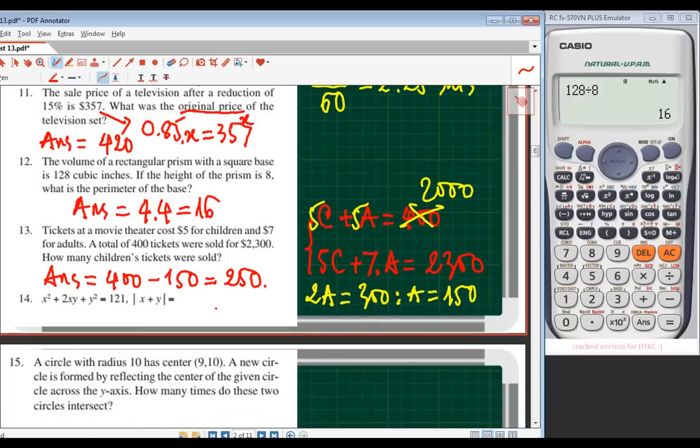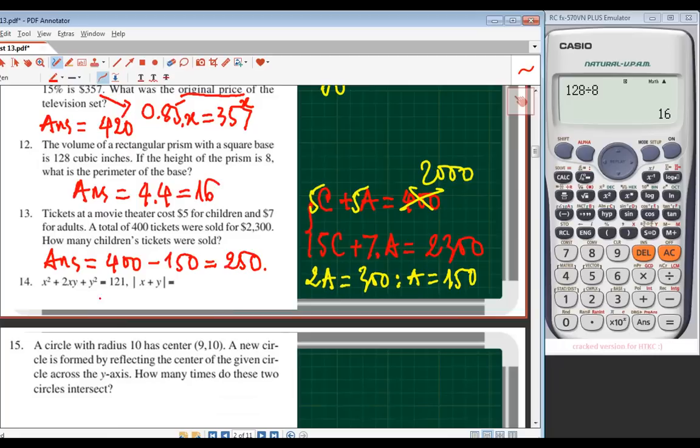Question number 14. This question is ridiculously easy. It is x squared equals 121. There is the square root of 11. Hence, the absolute value of x plus y equals 11. This is the final result.